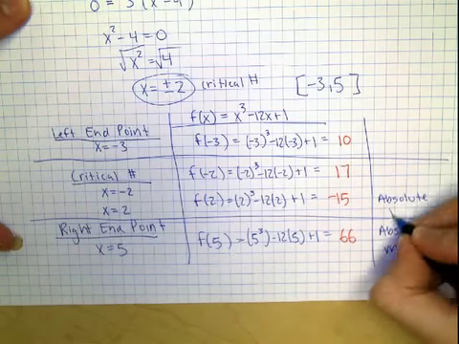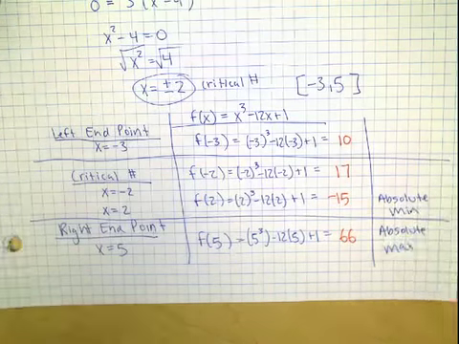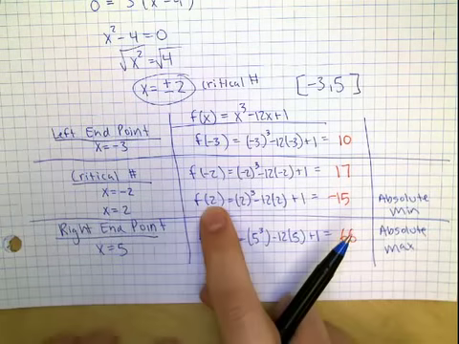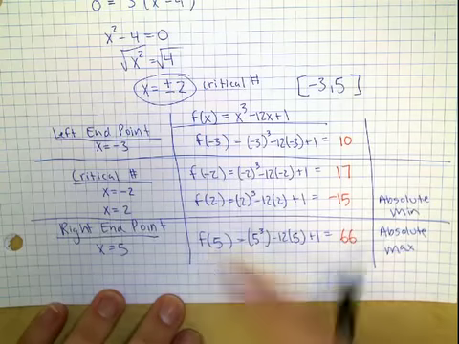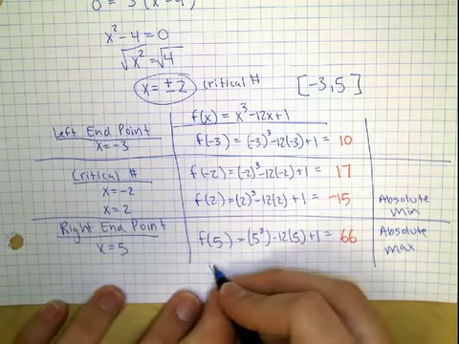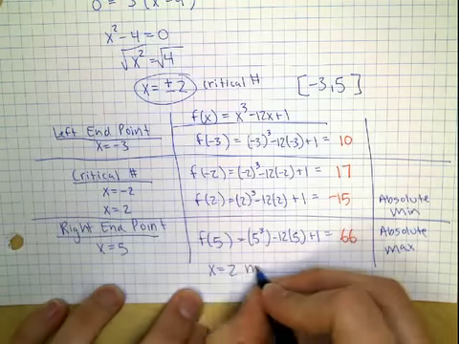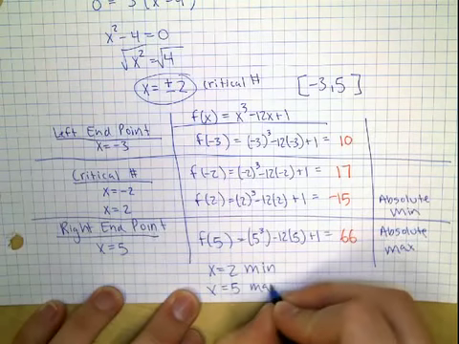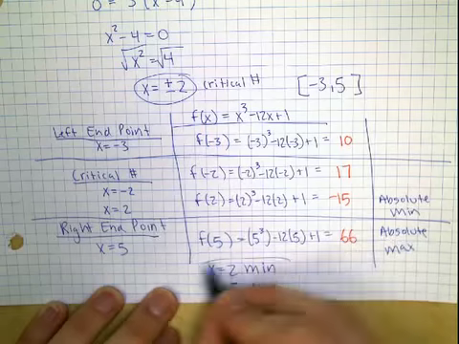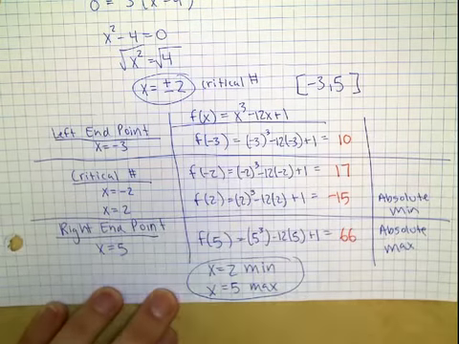So I'm going to label it over here, absolute min. That means on the graph, at x equals 2, we have a min. At x equals 5, we have a max. So when you write your final answer, you write x equals 2 is a min, x equals 5 is a max. And I'm going to circle these. These are my two absolute max and mins.